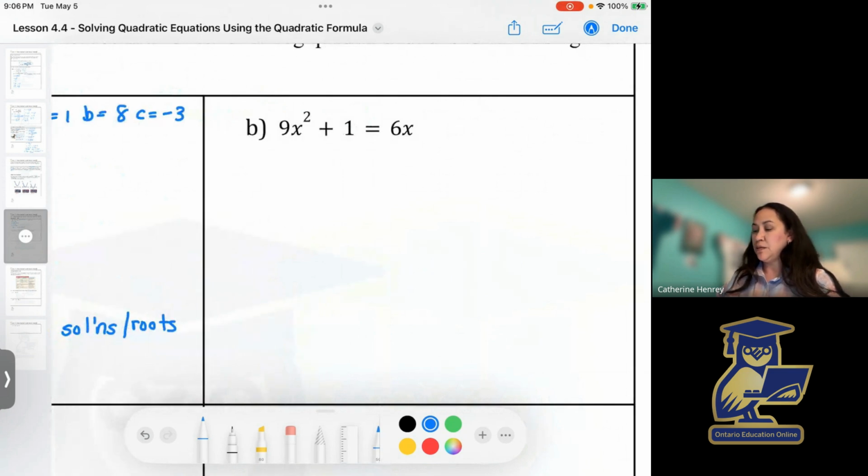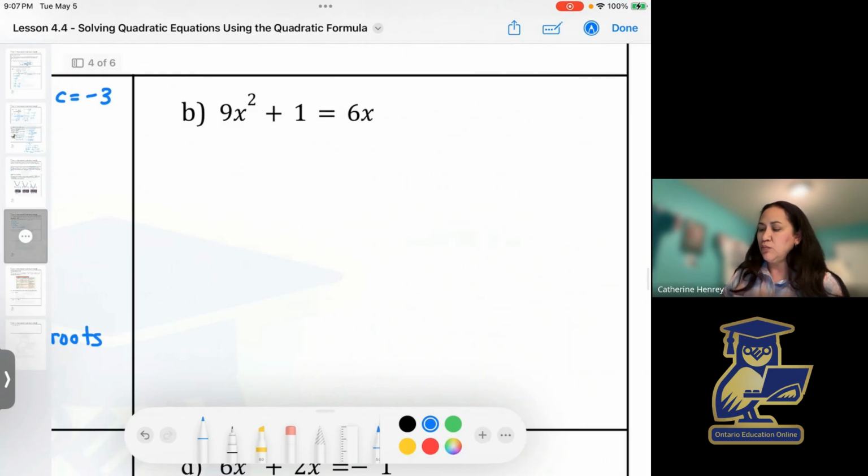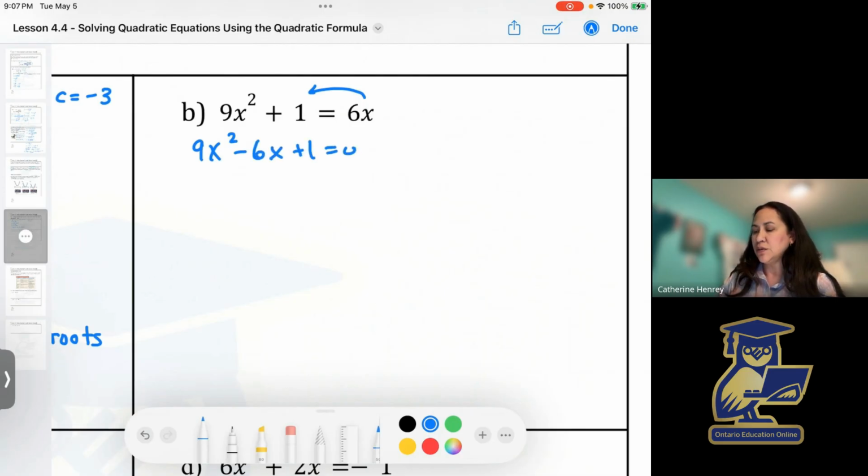Let's try a different one. For b, hopefully we notice that this is not in standard form, and so we have to do a little manipulation here. Let's go ahead and move 6x over to the other side. So we have all our terms on one side. That'll give us 9x squared minus 6x plus 1 equals 0.